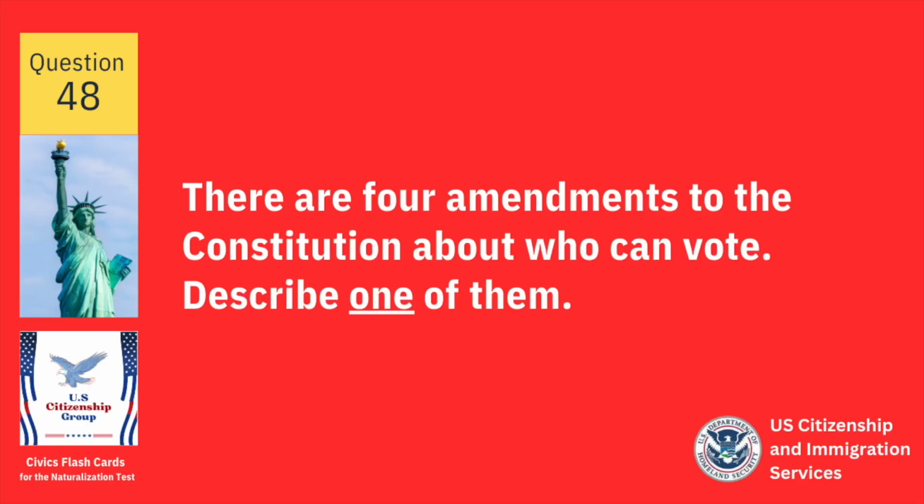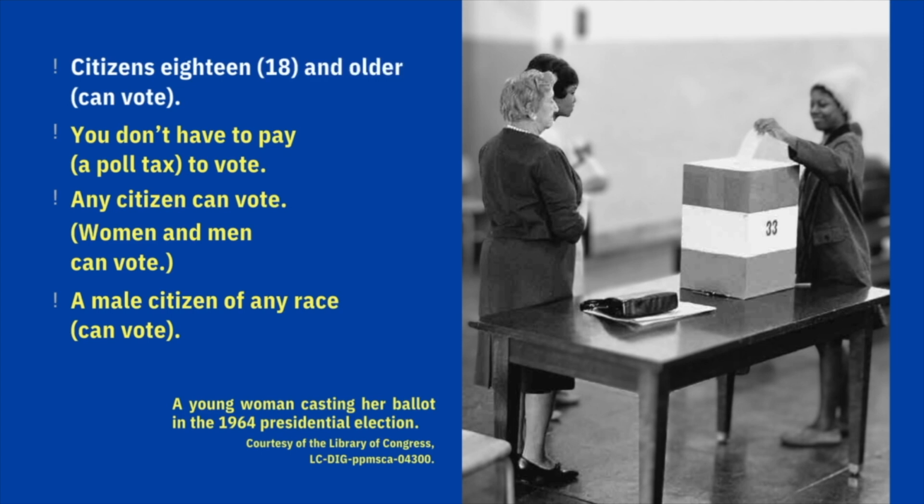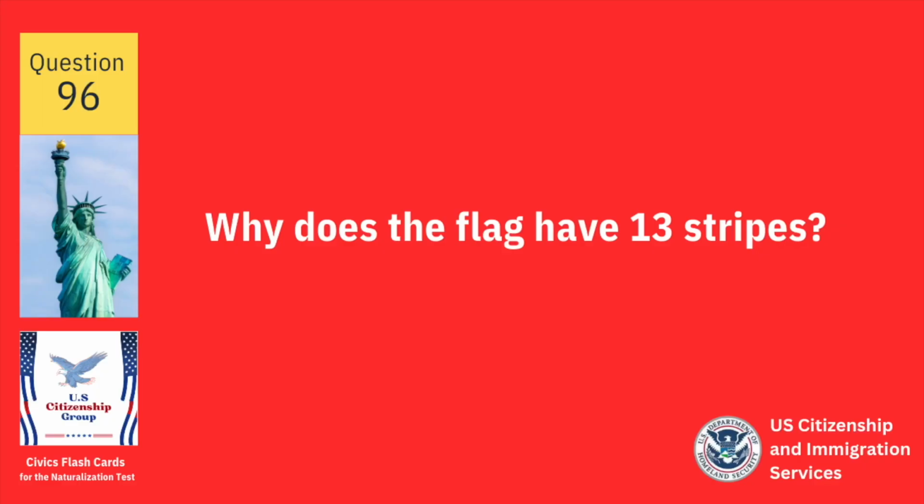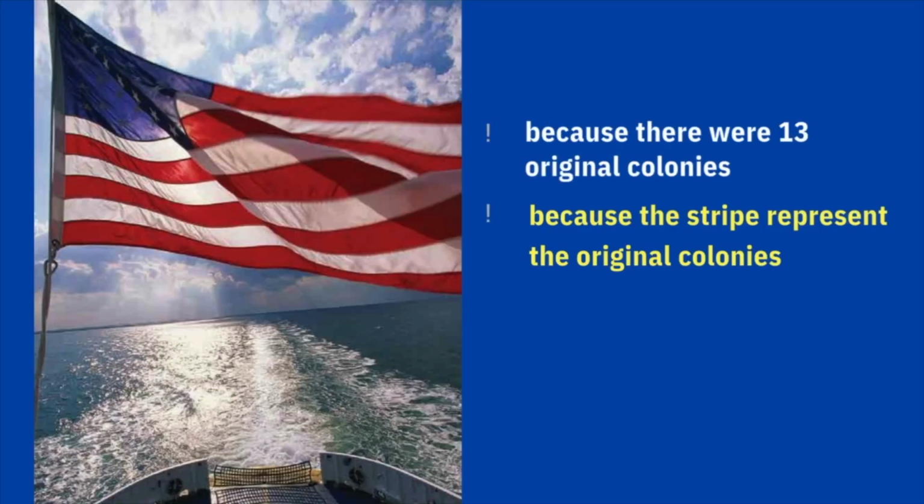There are four amendments to the Constitution about who can vote. Describe one of them. Citizens 18 and older can vote. Why does the flag have 13 stripes? Because there were 13 original colonies.